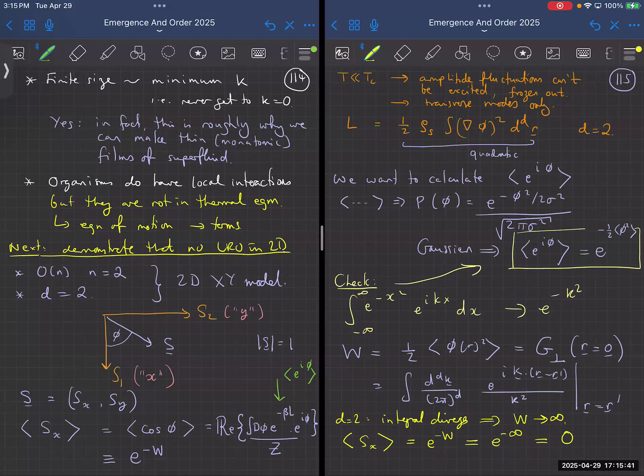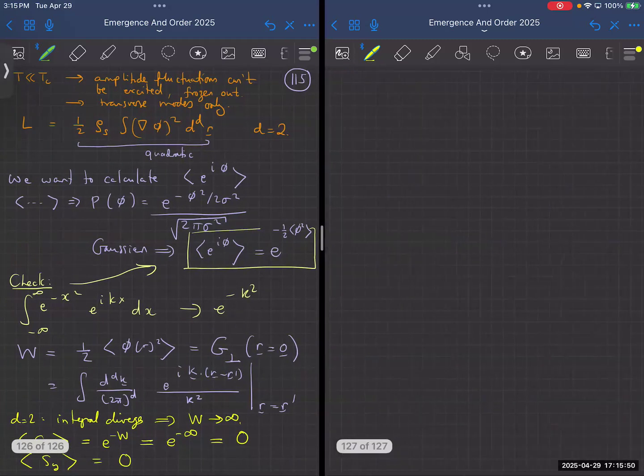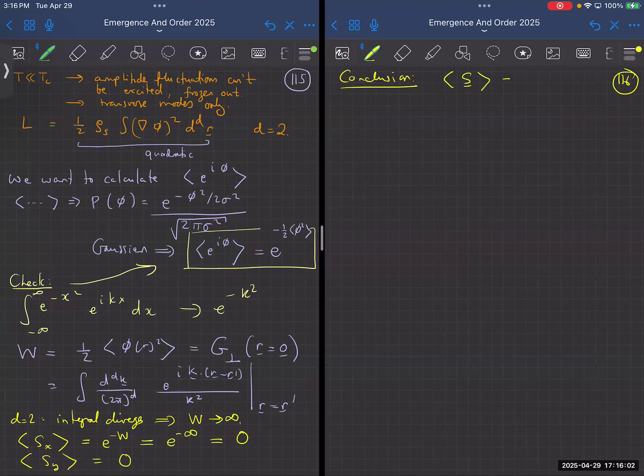There's nothing special about the x component. I could equally have done this with the y component. So the same thing is true. Expectation of Sy is also 0. And so what I conclude is that both components of S have expectation value equal to 0. And so now I know that expectation of S is equal to 0. And so that's true, then I've just shown you that there is no long range order in d equals 2.